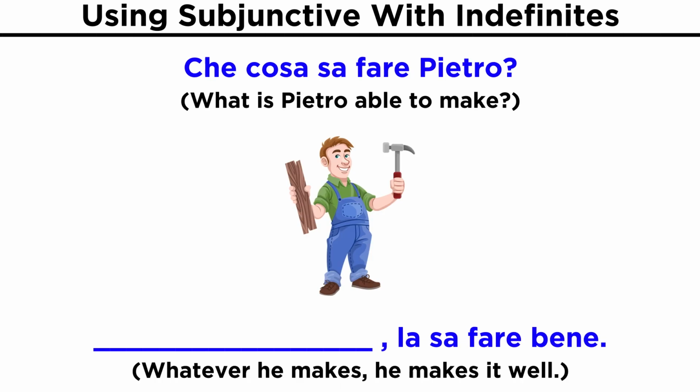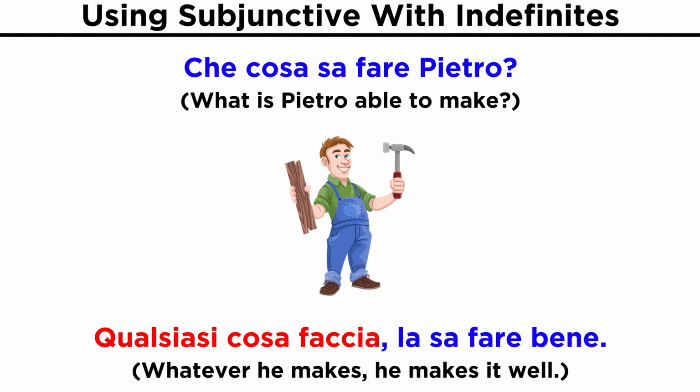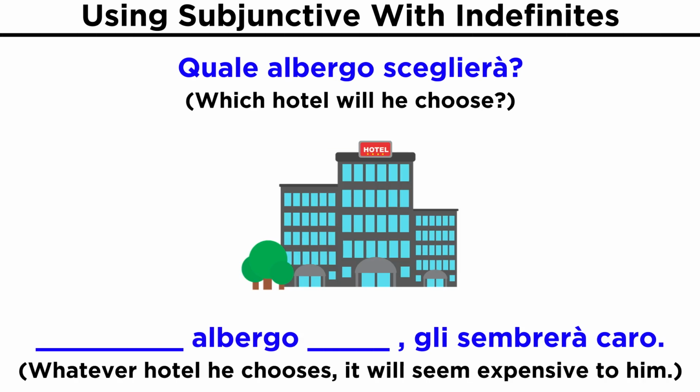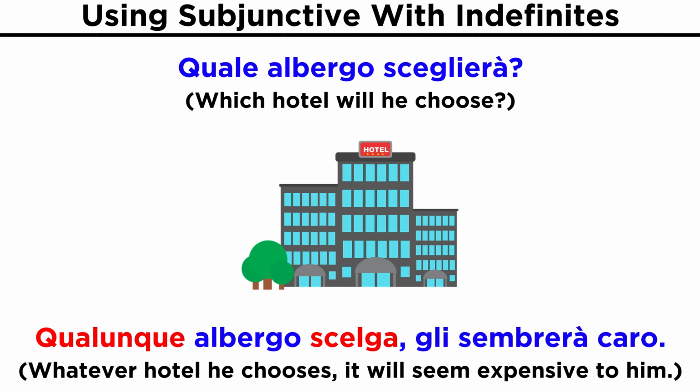Che cosa sa fare Pietro? Qualsiasi cosa faccia, la sa fare bene. Quale albergo sceglierà? Qualunque albergo scelga, gli sembrerà caro.